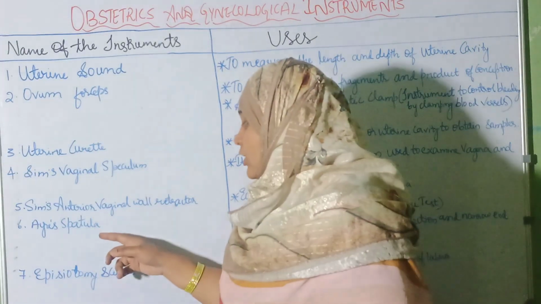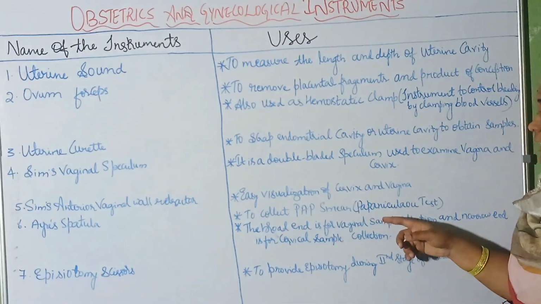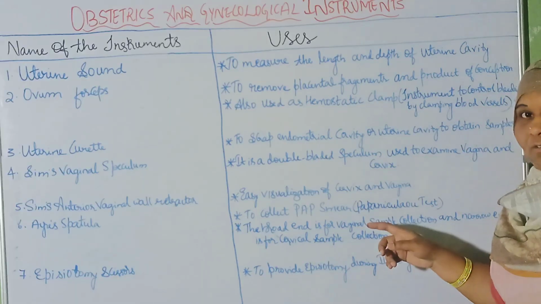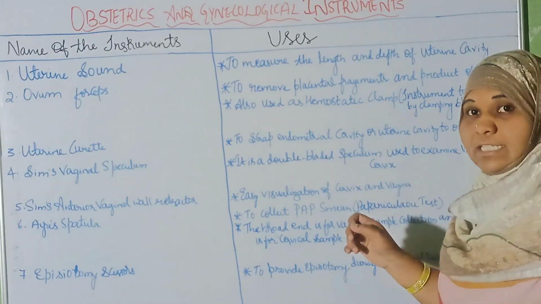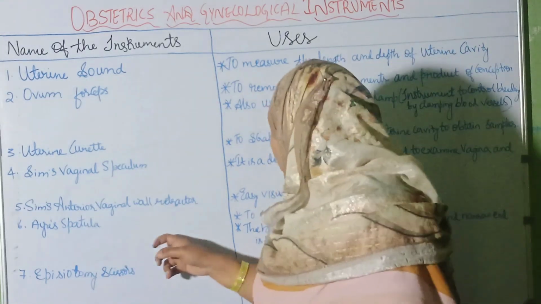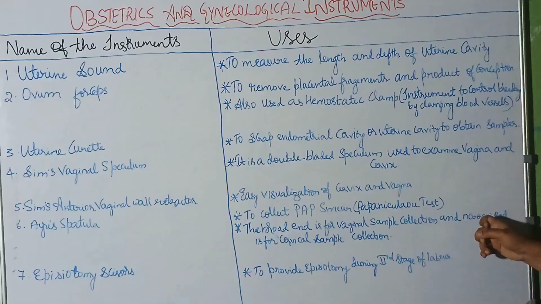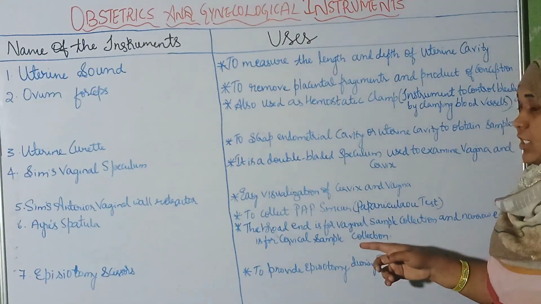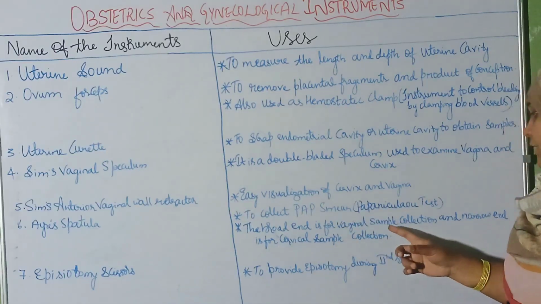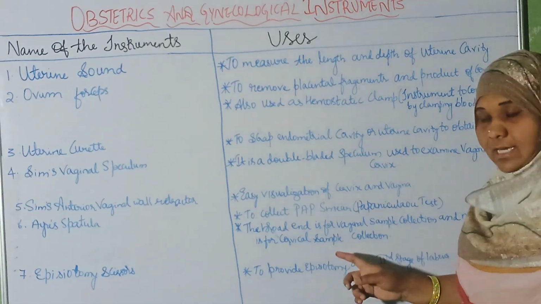Next is Ayre's spatula. These are wooden spatulas which are used to collect a pap smear, that is, for the Papanicolaou test. Pap smear is a procedure done to detect cancerous lesions in the cervix. The wooden spatula has a broad end and a narrow end. The broad end is used for vaginal sample collection and the narrow end is used for cervical sample collection.